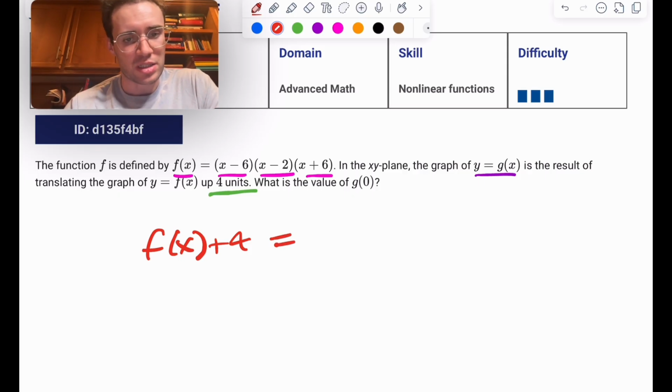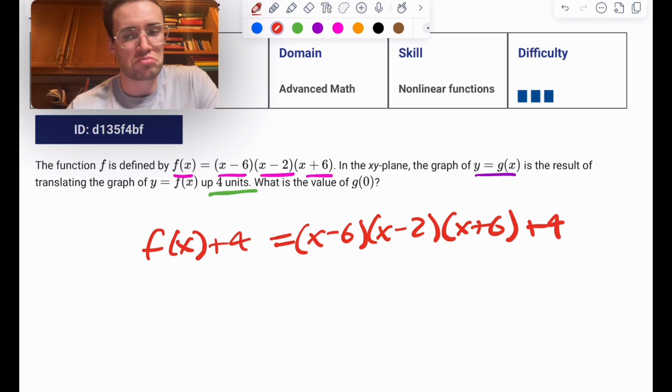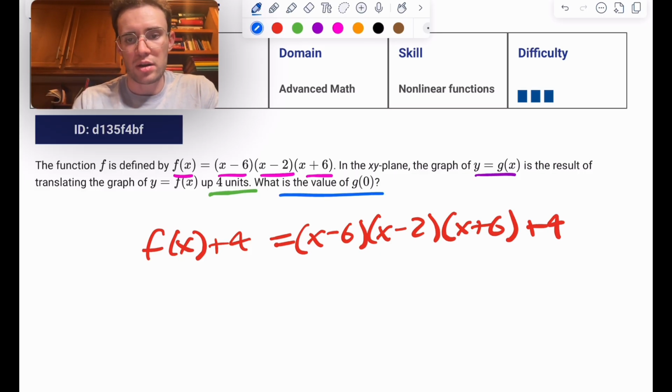So f of x plus 4 is just going to be the quantity x minus 6, times the quantity x minus 2, times the quantity x plus 6, plus 4. You just add that plus 4 at the end. Now you can type that into Desmos, but we just want to find when g is 0. So g of 0, g of x equals this.